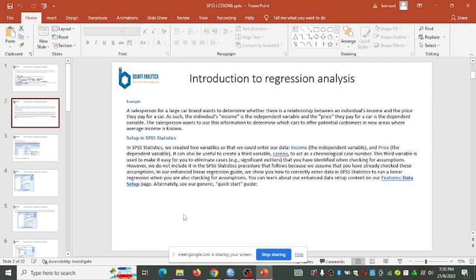Now, we have an example where we will demonstrate the procedure of regression analysis. And this is the question: a salesperson for a large car brand, right?